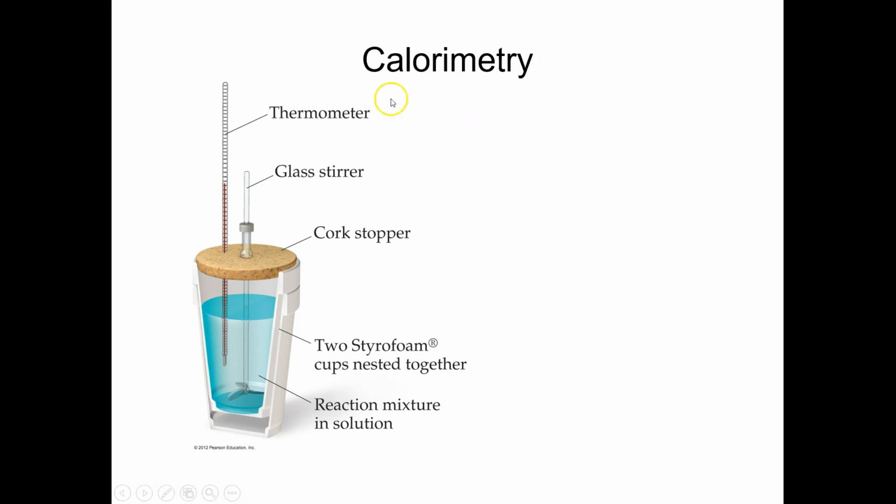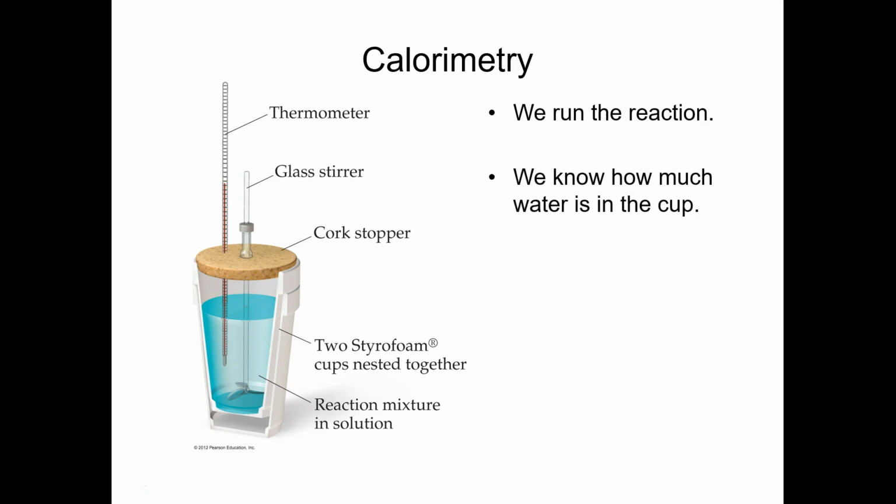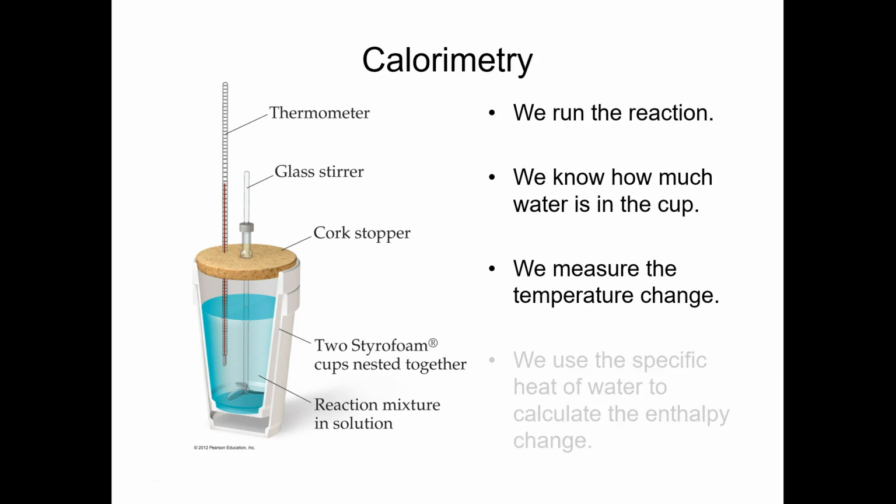So what do we do here? We've got this system. We run the reaction. We know how much water there is in the cup because we measured that beforehand. Typically, the way you do that is you weigh the cup empty, or zero the cup on the balance, and then put a certain amount of water inside and weigh that, so you know how much water you have. We run the reaction and measure the temperature change of the water, and then we use the specific heat of the water to calculate the enthalpy change.